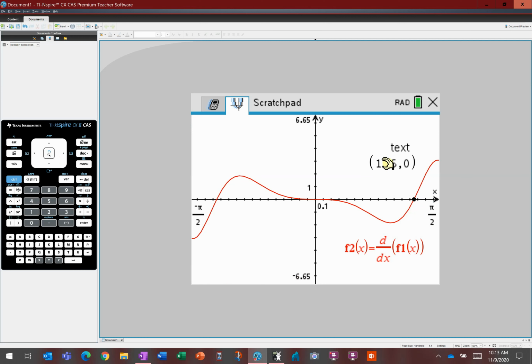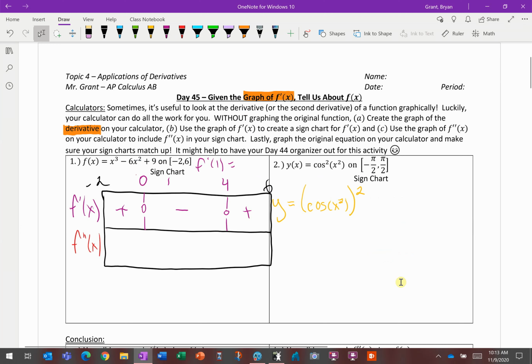But I do not believe that, so I'm going to go ahead and hit the plus button on the keypad to zoom in. And it is not exactly 1.25, it's 1.2533, whatever. So 1.253, and I'm going to quickly record that in my sign chart, which does not yet exist over here. So, second sign chart, something like this.